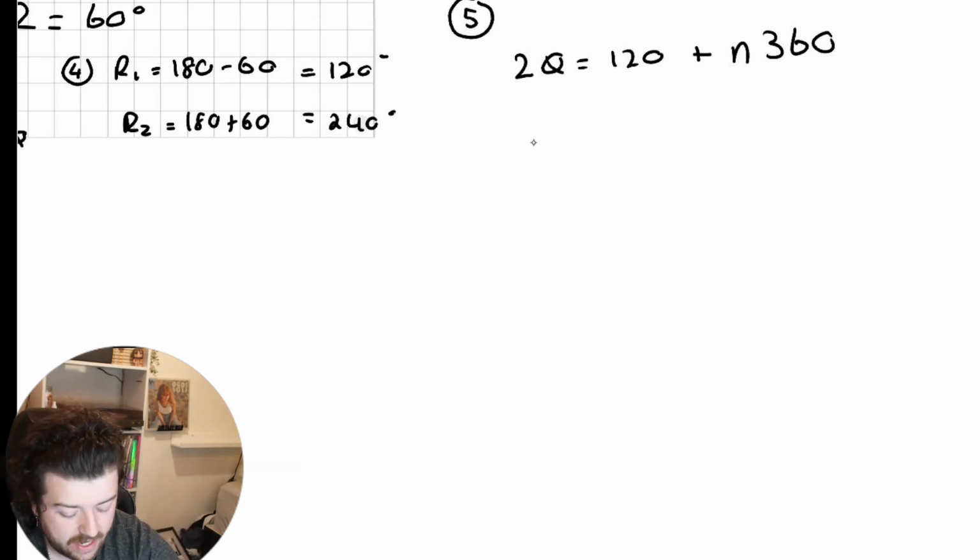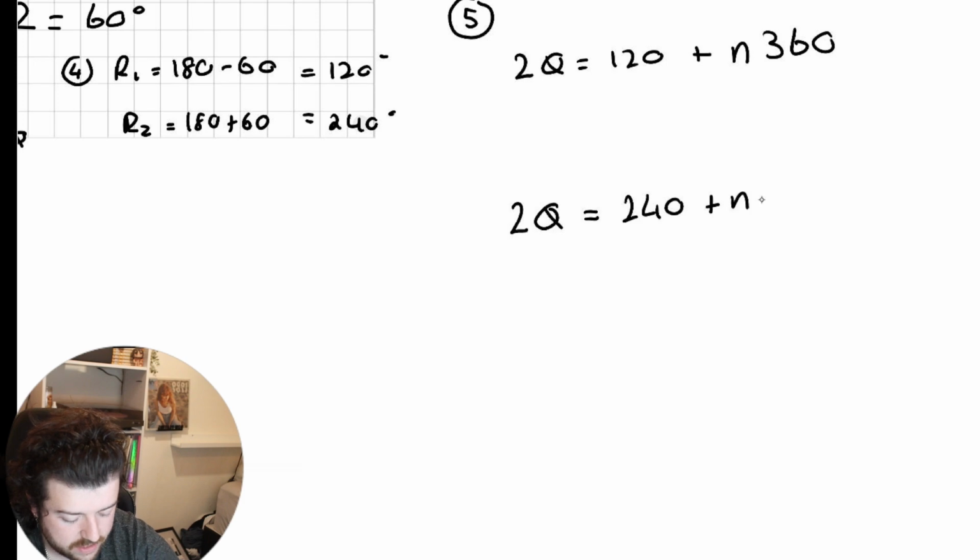Then my next equation is 2 theta equals 240 plus n times 360. Right, I need to get theta on its own. So how do I do that? Well, I have a 2 in front of it, so I'm going to divide every term by 2.